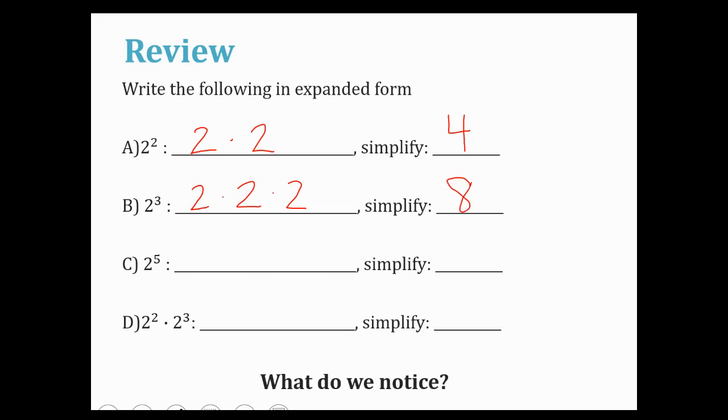2 to the fifth power. Remember, it's not 2 times 5, so it's not 10. It's 2 multiplied to itself 5 times. So 2 times 2 times 2 times 2 times 2. And that gives us 32.